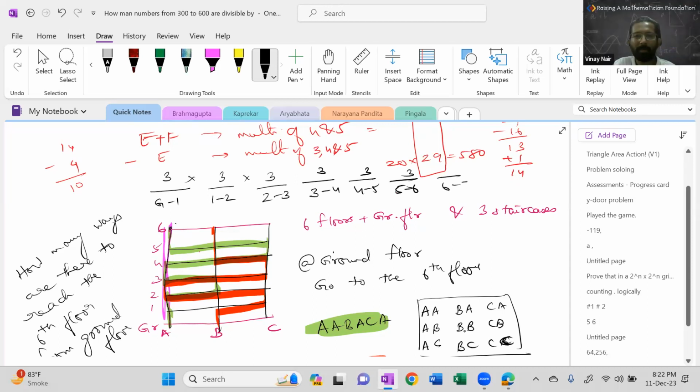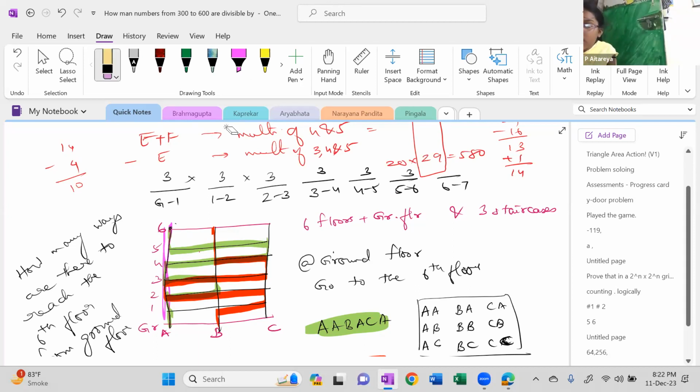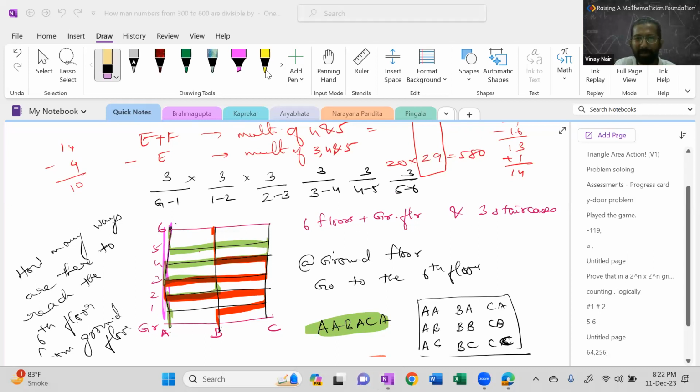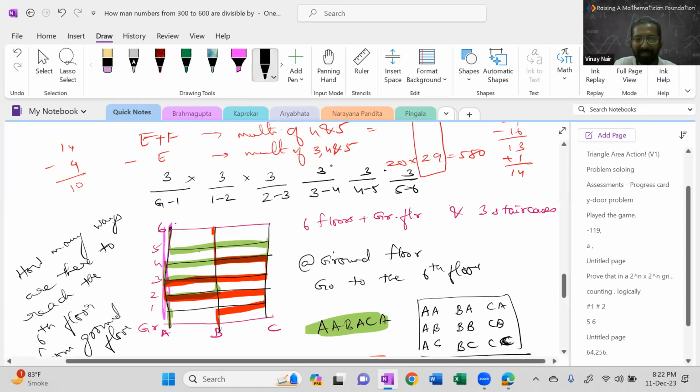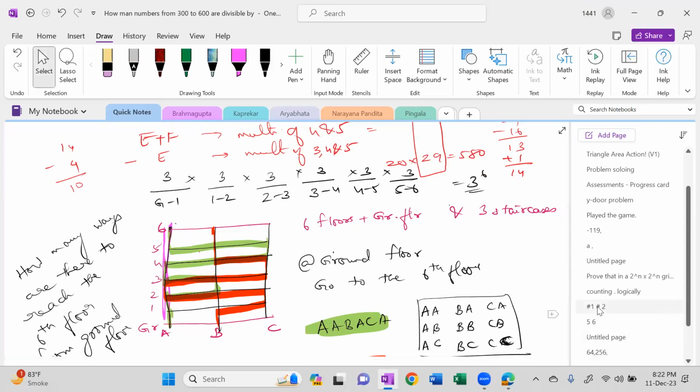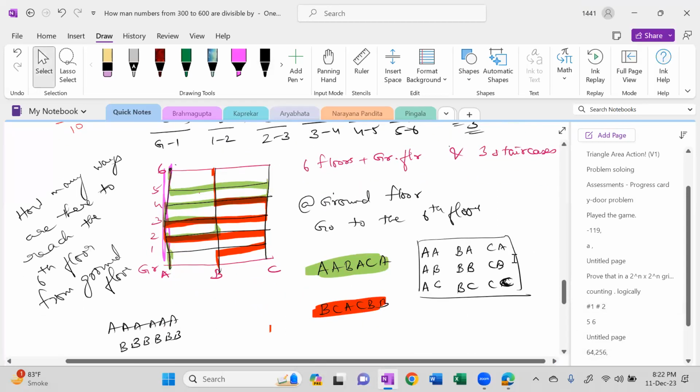Why not 6 to 7? Sir, you already reached the sixth floor. There is no seventh floor. If you jump from the sixth, you will be directly down on the ground floor. And then you multiply all of them, you get 3 power 6. There are these many ways. So that's 9 into 27? No, 27 into 27, that's 729.